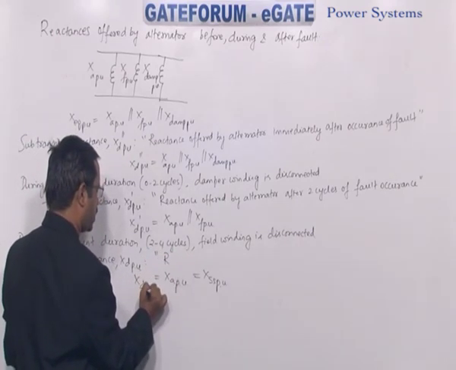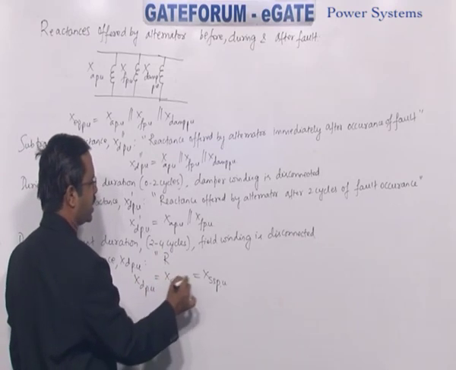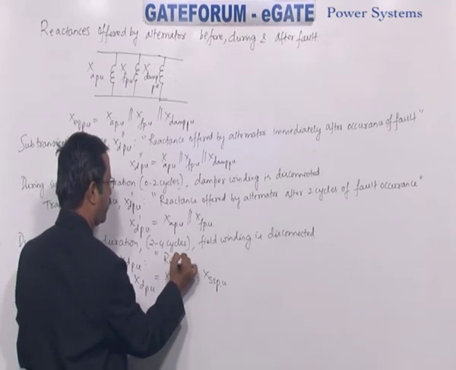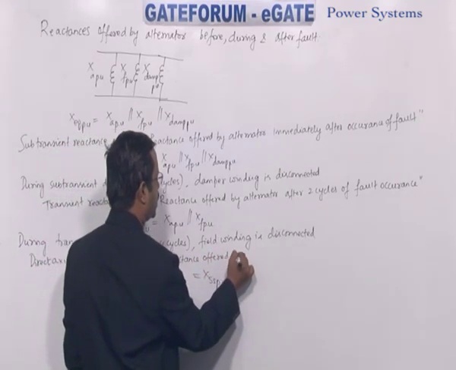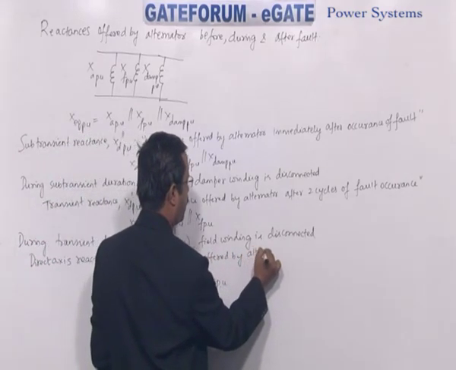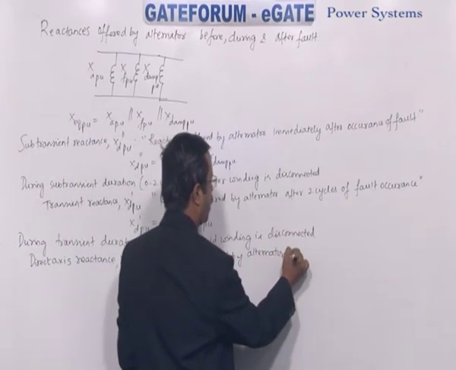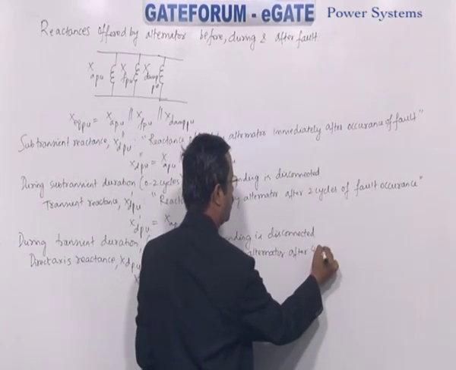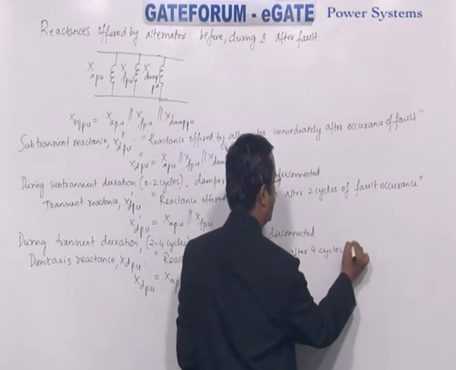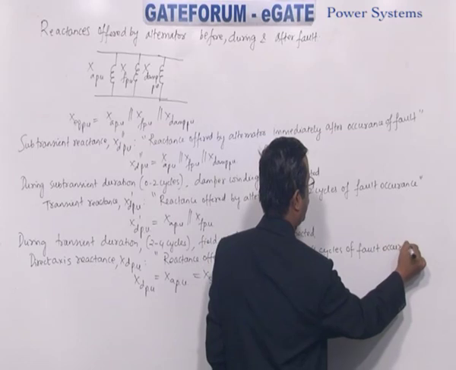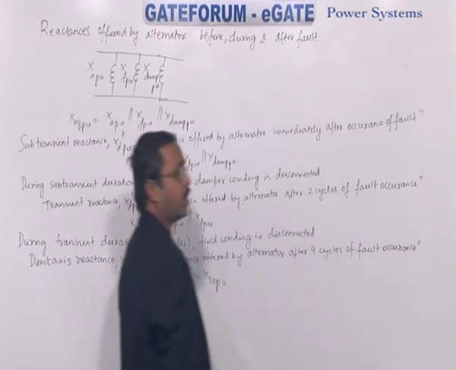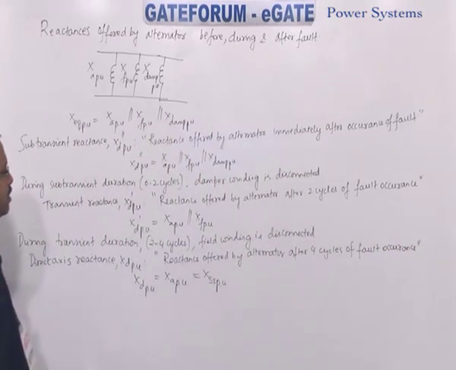So how much is XD per unit? XD is XA only. So how do you define it? It is the reactance offered by the alternator after 4 cycles of fault occurrence. So XD is how much? Only XA, or it is the steady state.